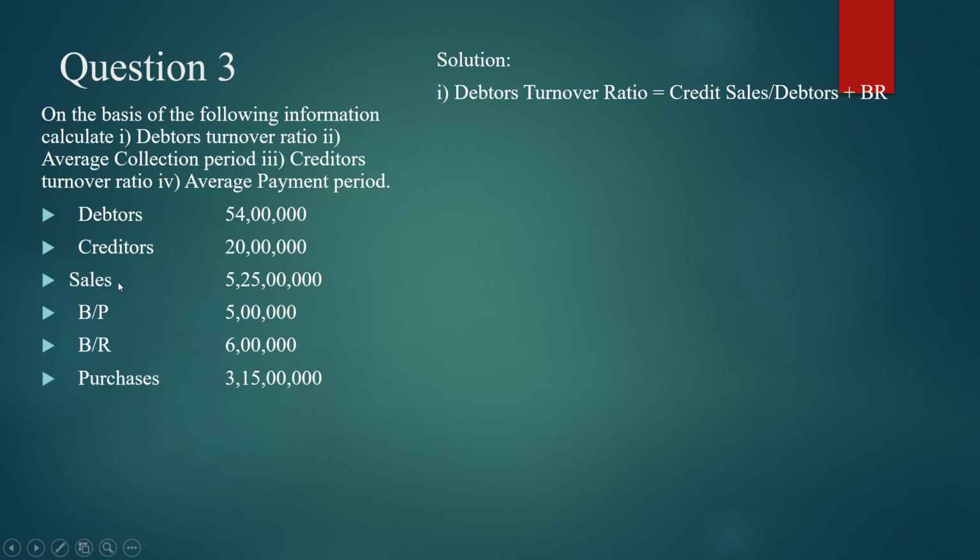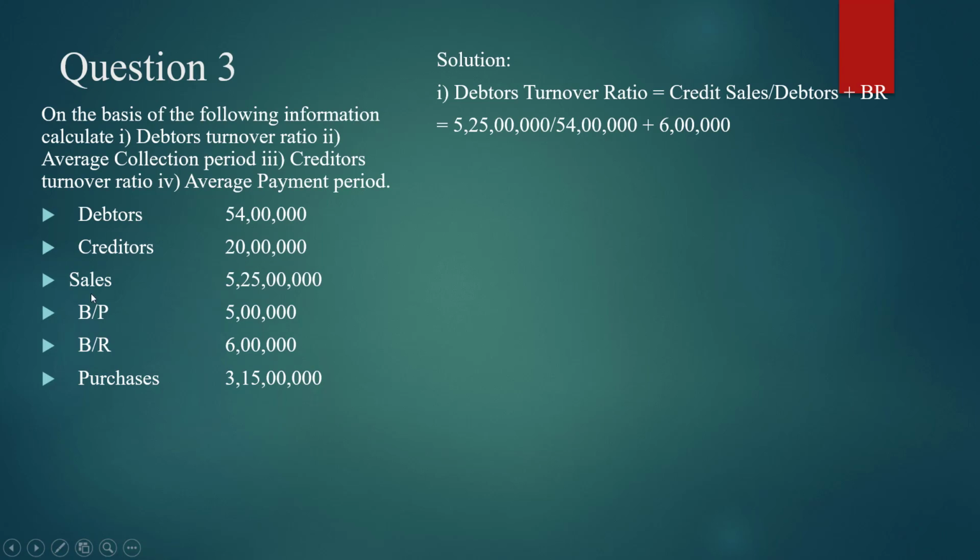They have not mentioned whether it is cash or credit, but we have to take the full amount. Since it is not mentioned, if it is mentioned separately as credit sales, then we have to take only the credit sales. But in this question, only sales is given, so we cannot distinguish whether it is cash or credit, right? So we have to take the whole amount of sales. So whole amount of sales divided by debtors plus bills receivable.